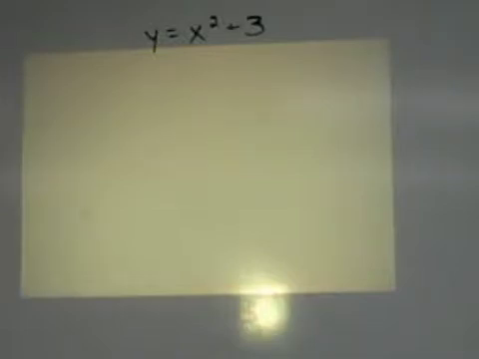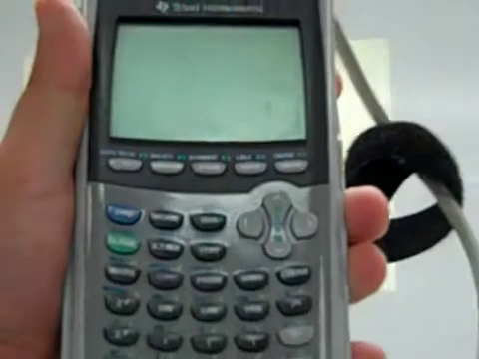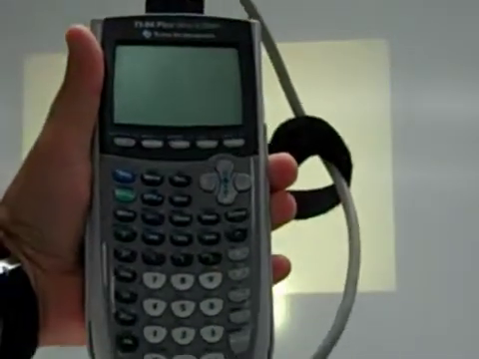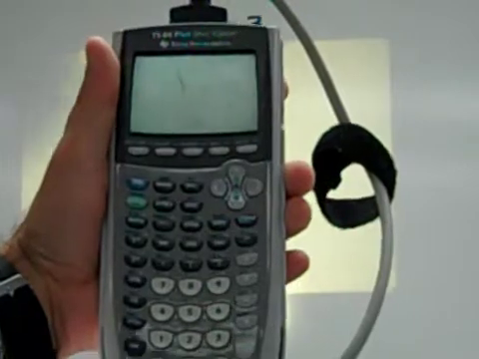In example 1, the first thing we want to do is look at a graph of the equation y equals x squared plus 3, and we want to check out three different viewing windows to see which one gives us the best picture of this particular graph or function. So what we're going to do is take a look at our calculators, and I'll try and get this in the screen here so we can see the buttons.